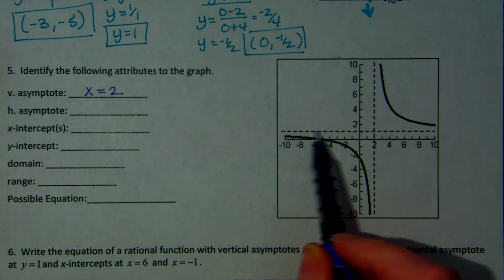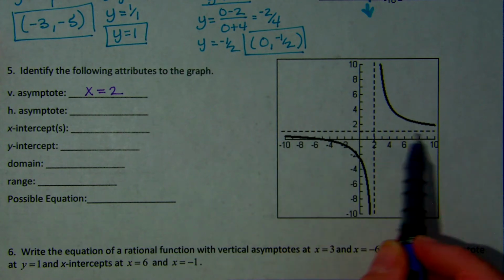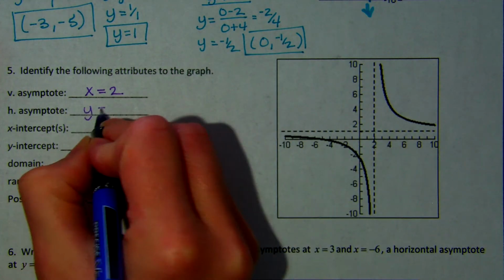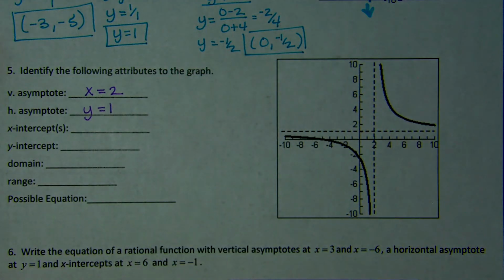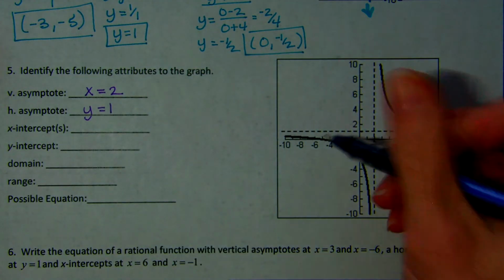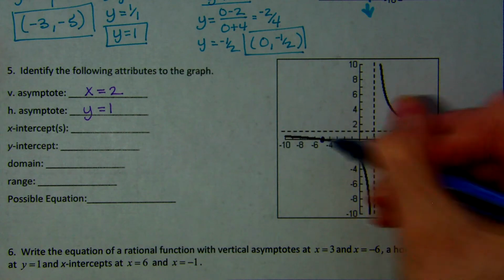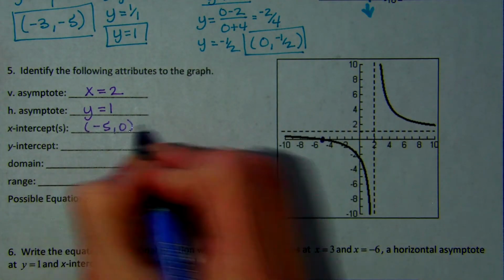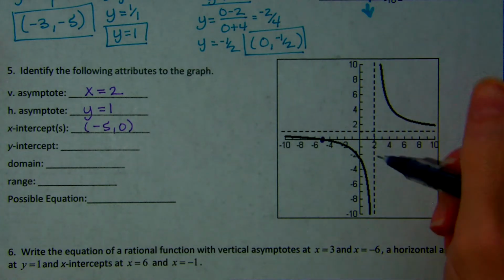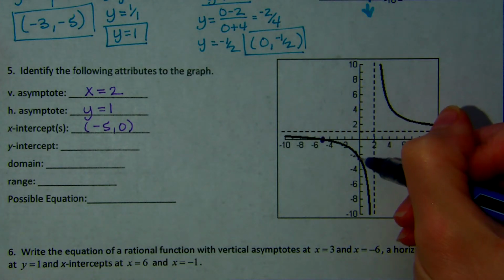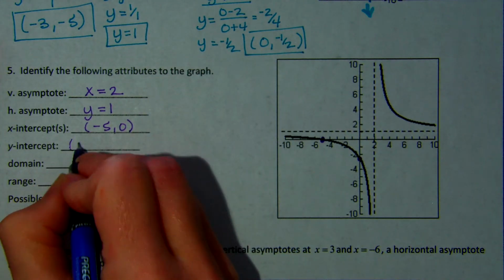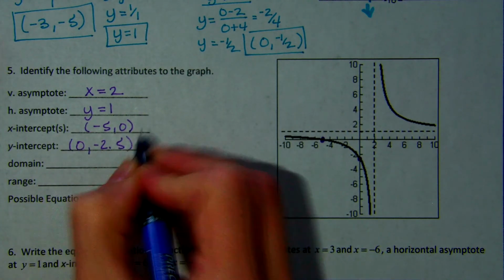And then they want to know what's the horizontal asymptote. Well, here it is right here. And that y value is 1. And so our horizontal asymptote is y equals 1. X-intercept, this looks like the x-intercept to me right there, is at -5, 0. Y-intercept, looks like it's right here. I'm going to say that's at 0, -2.5.